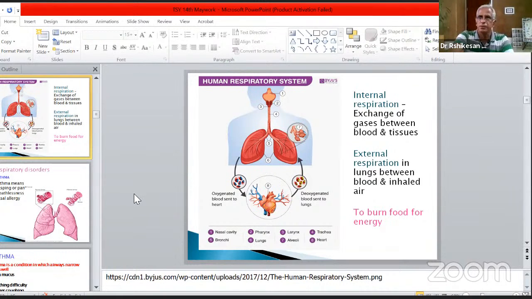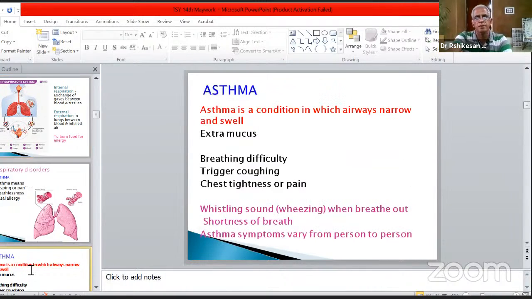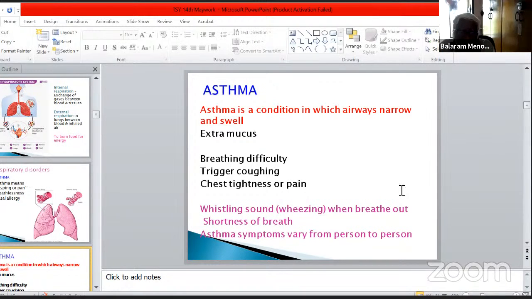Okay, so if you would like to ask anything, you can ask. Otherwise, we will go to the different disorders. We will see the major ones. Asthma is one. Yes, pardon? The previous one, sir? You have skipped one.